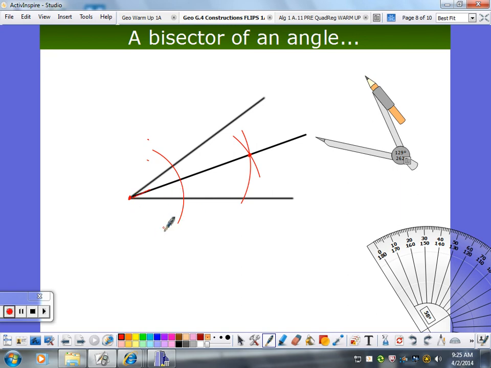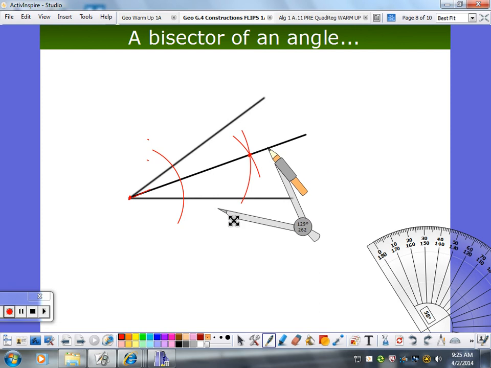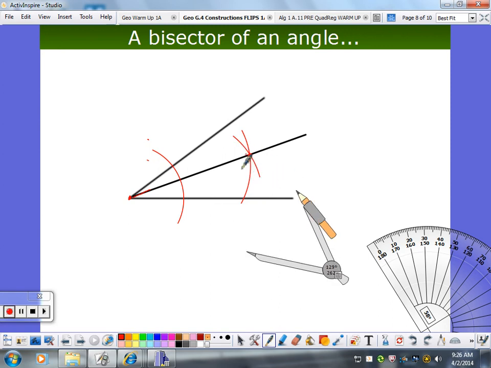What did you do after you did the second arc? The second arc, I just moved my compass to the other side, and I drew the exact same size arc on the other side until they intersect. And that's where I get that point.